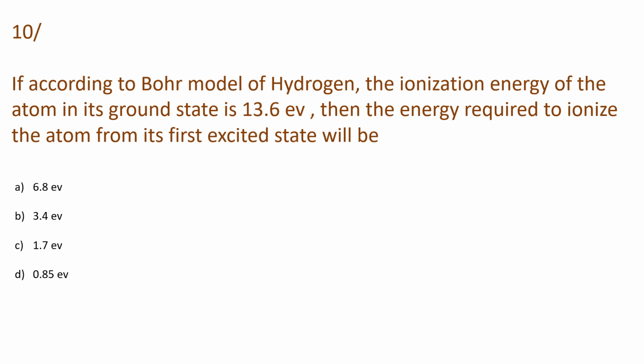Then here is the last question of this session, that is: according to Bohr model of hydrogen, the ionization energy of the atom in its ground state is 13.6 electron volt, then the energy required to ionize the atom from its first excited state will be, and the options are 6.8 electron volt, 3.4 electron volt, 1.7 electron volt, or 0.85 electron volt. So let's see what will be its solution.